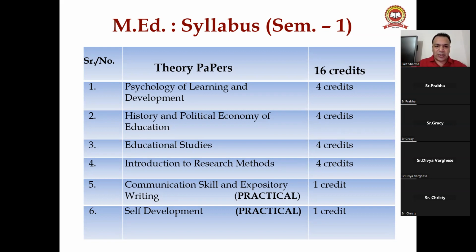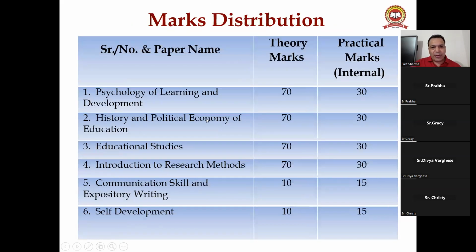So we have five or six months, right? There are four theory papers and two practical papers. The fifth and sixth papers are the practical papers. And every paper has 100 marks, right? As you can see, the theory papers are of 100 marks. Later on we will discuss this.